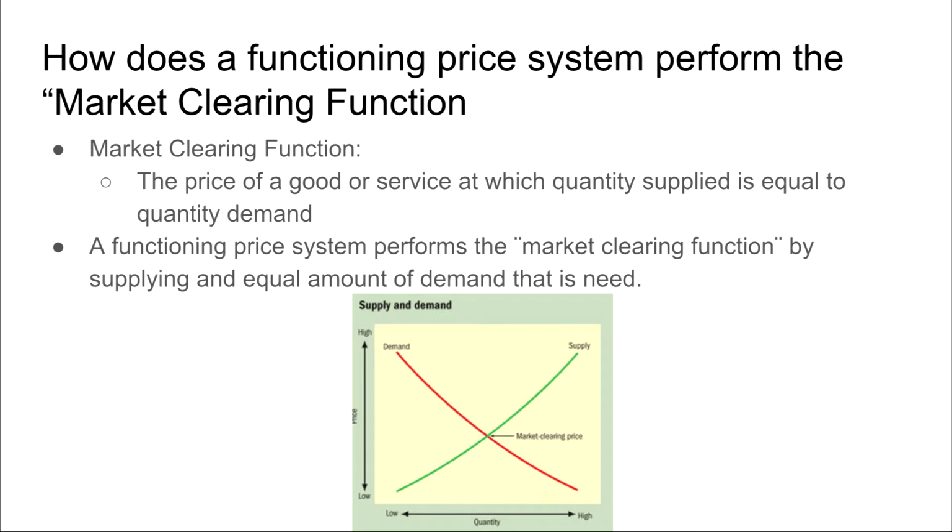A functioning price system performs the market clearing function by supplying an amount equal to the demand that is needed. They do not supply too much nor too little. They keep the price reasonable for consumers. This helps the company or whoever is keeping their business going, so people keep buying their things.